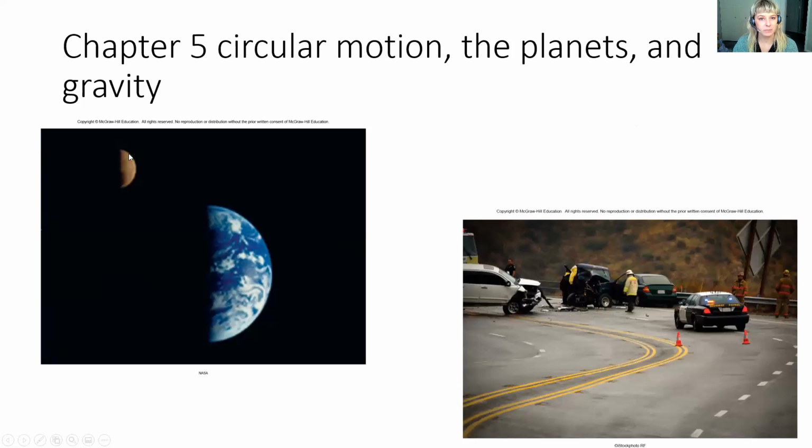So as mentioned, this chapter focuses on circular motion, the planets, and gravity. So I showed two pictures here. One of the Earth. We know that the Earth revolves around the sun. Other planets revolve around the sun. Their paths are not completely circular, but they're pretty close to being circular, actually. And then in the other picture, I show a car that has been unable to navigate a bend in the road. And you might wonder how these two pictures are related at all.